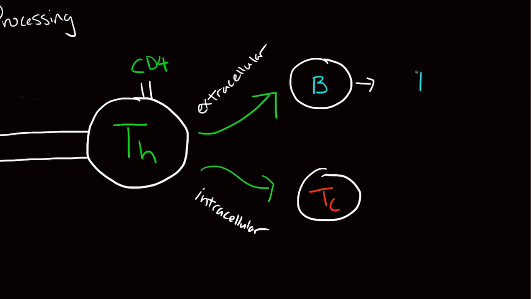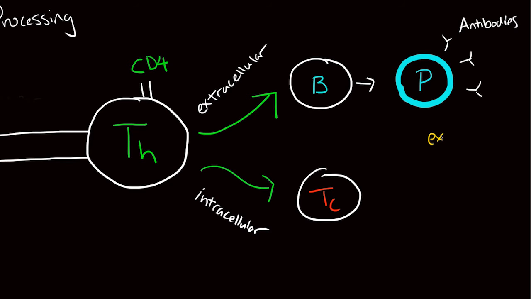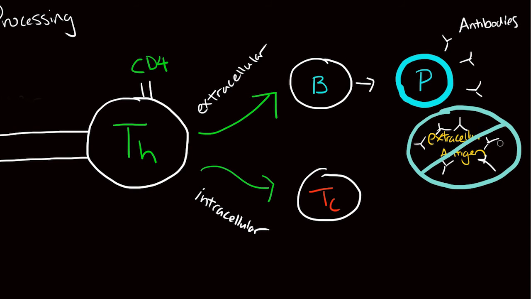A T helper cell that helps a B cell will allow that B cell to differentiate into a plasma cell that can secrete antibodies. Antibodies come in many different types, referred to as isotypes or classes, that allow that aspect of the immune system to deal with extracellular pathogens, extracellular microbes, in a way where those antibodies give rise to elimination or neutralization of infections that occur in an extracellular environment.